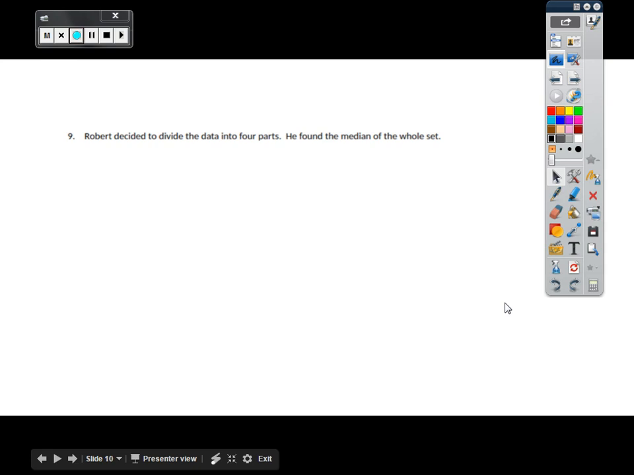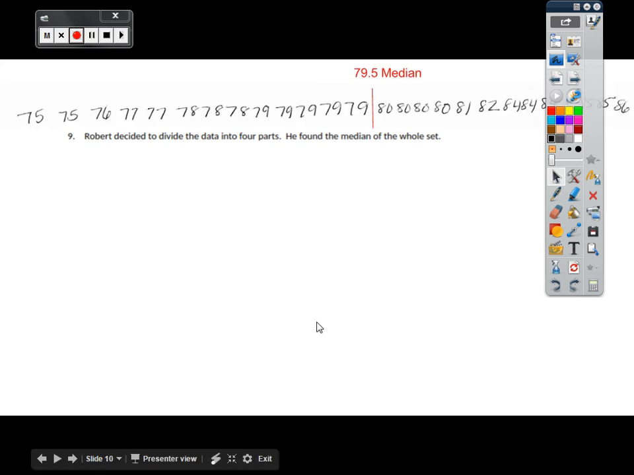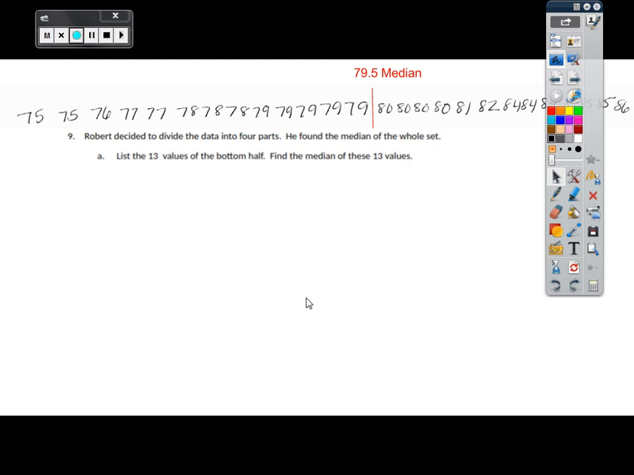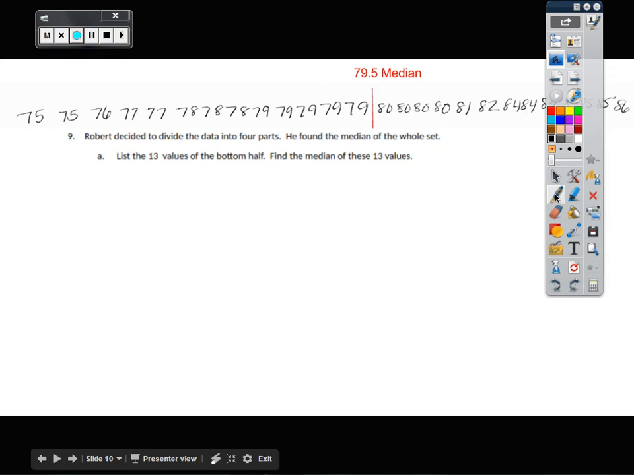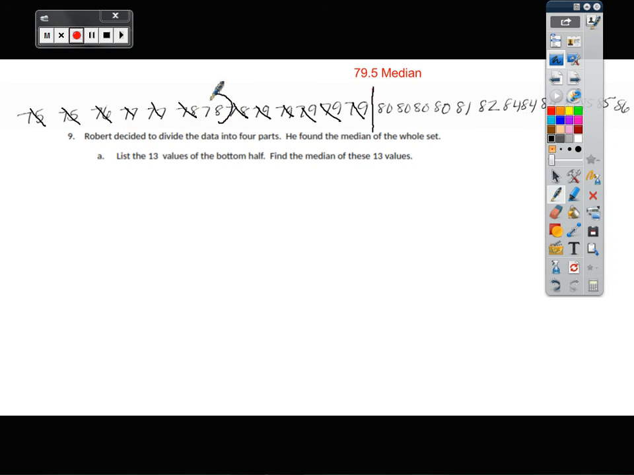Nine. Robert decided to divide the data into 4 parts. He found the median of the whole set. Okay, there it is, 79.5. Part A, list the 13 values of the bottom half. And those are these 13 values right here. Find the median of these 13 values. Okay, so you're going to do the same thing, but now you're going to find the median of this half. The median of the lower half is 78.